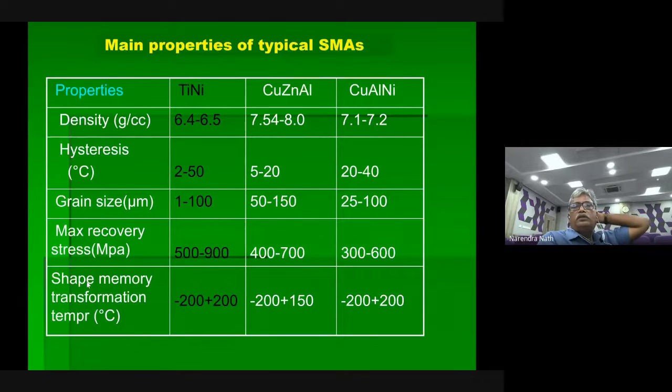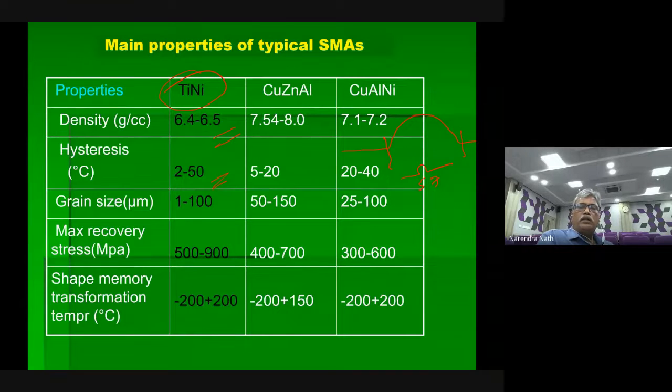So with copper based and nickel, so this is titanium nickel, you can see the density is very good, and hysteresis you can see, hysteresis is nothing but this, suppose start to end. So this much hysteresis is there. So you can design, suppose I want a very quick return mechanism. So my hysteresis is only this much. Okay, say it starts at 5 degree, it ends at 7 degree.